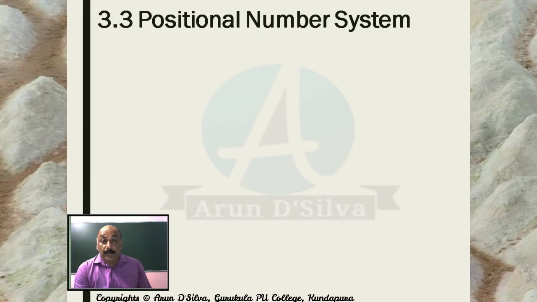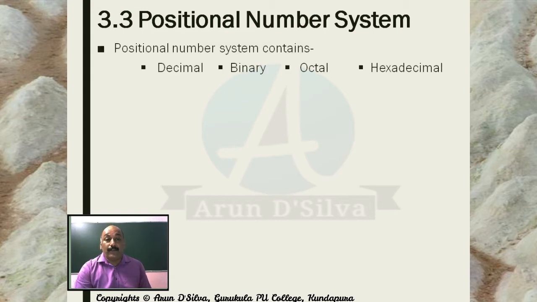Positional number system means that for each position there is a value. Such number systems are called positional number systems. Okay, and let me keep it in front of you. These are the different number systems: you have heard about the decimal number system, the binary number system, the octal number system, and the hexadecimal number system.